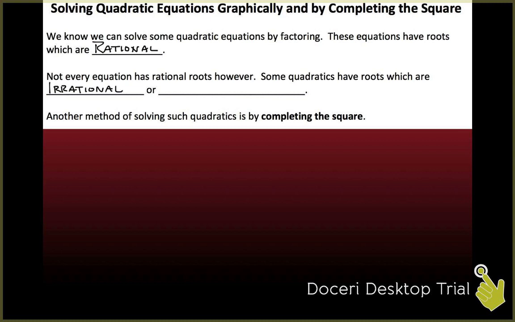like a square root that's not a perfect square, or pi, or some number like that. Or others have roots that are imaginary. So they have that lowercase i in them. Another method of solving these quadratics is called completing the square, which is what we're going to talk about right now.